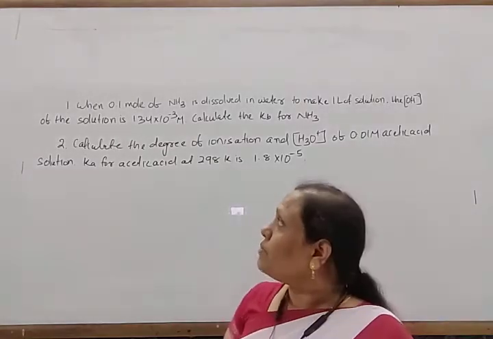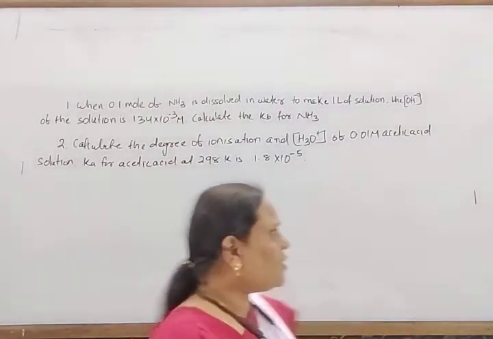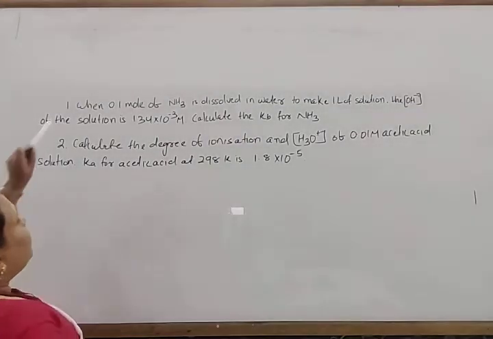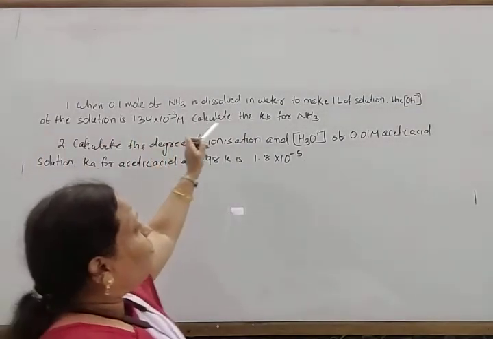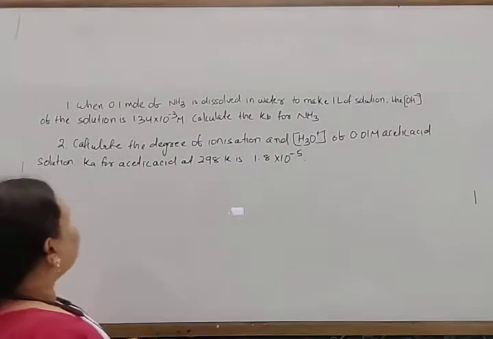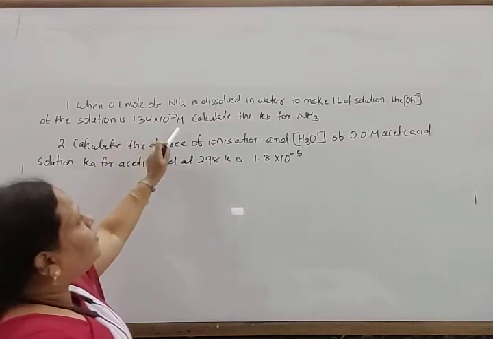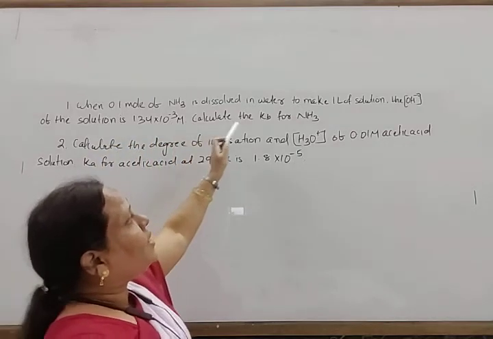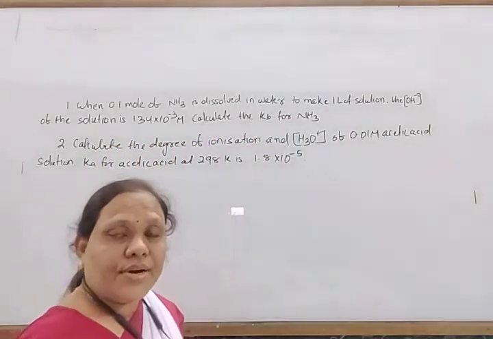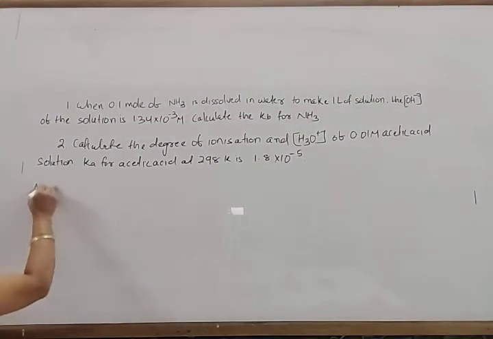Now let us solve some problems regarding this Ostwald dilution law. So two questions are there. When 0.1 mole of ammonia is dissolved in water to make 1 liter of solution, then the OH minus concentration of the solution is 1.34 into 10 to the power minus 3 M. Calculate the Kb for ammonia. So first, come to question number 1.